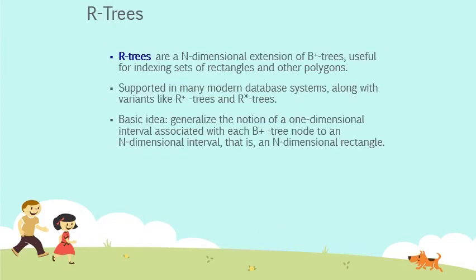Let's next see R trees. A storage structure called an R tree is useful for indexing of objects such as points, line segments, rectangles, and other polygons. An R tree is a balanced tree structure with indexed objects stored in leaf nodes, much like a B plus tree. However, instead of a range of values, a rectangular bounding box is associated with each tree node. Supported in many modern database systems along with variants like R plus trees and R asterisk trees. The basic idea is to generalize the notion of one-dimensional interval associated with the B plus tree node to an n-dimensional interval, that is, an n-dimensional rectangle.